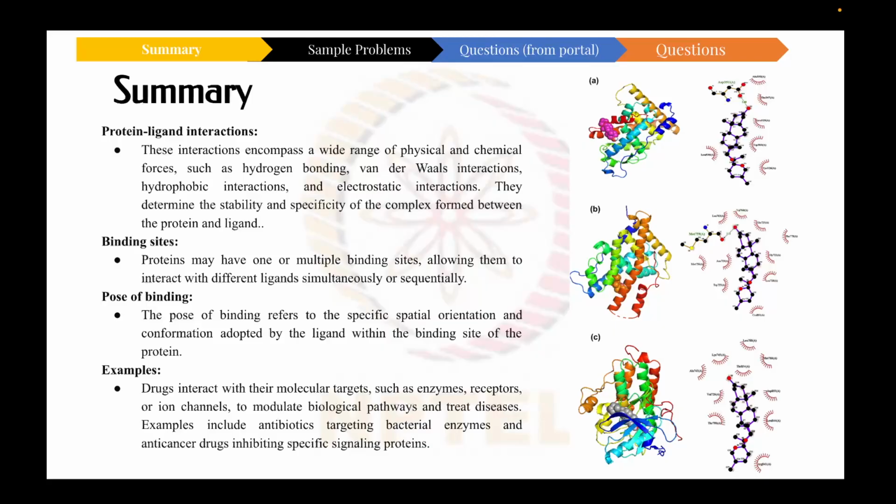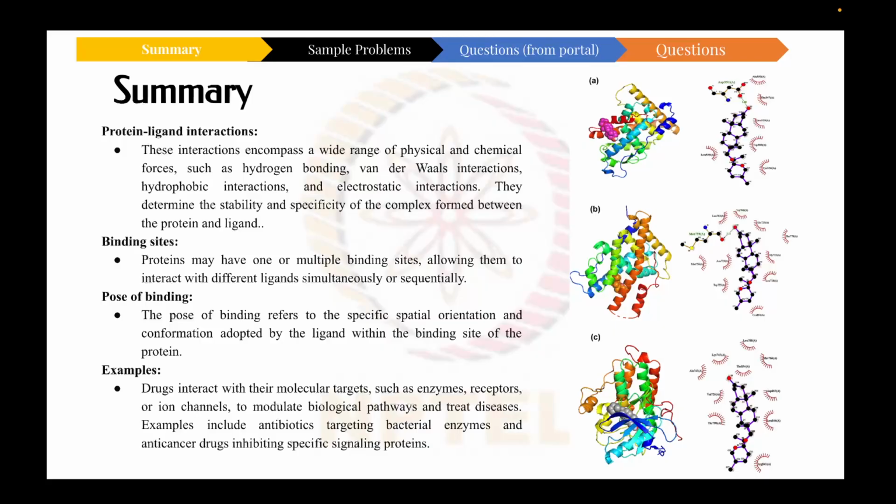The pose of binding directly affects the affinity and selectivity of the protein ligand interaction. A favorable pose maximizes complementary interactions between the ligand and protein, resulting in stronger binding affinity and specificity. Changes in pose of binding, such as alterations in ligand orientation or conformation, can modulate the strength and specificity of interaction, thereby influencing the biological activity of the protein ligand complex.